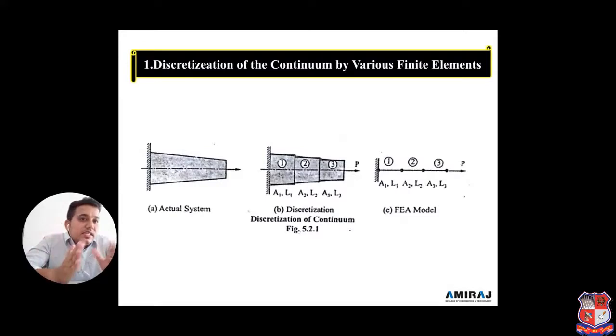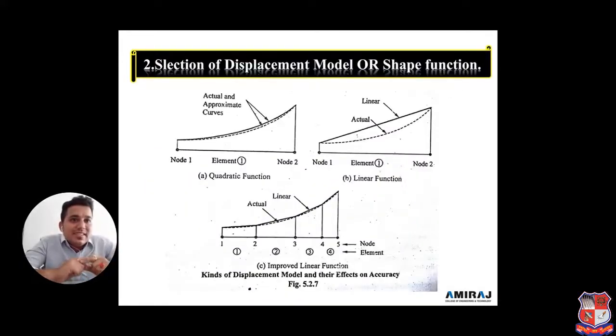Here the cantilever beam is divided into 3 elements: number 1, 2 and 3. Their properties are A1 L1, A2 L2 and A3 L3. At the end there is a force P, a tensile force. If we convert this discretization model into the FEA model, then it is figure C. Here we are using 1D bar elements, as indicated in the last figure, figure C. This is the first step of any FEA analysis. Now look forward to the second step. The second step is the shape function, selection of a displacement model.